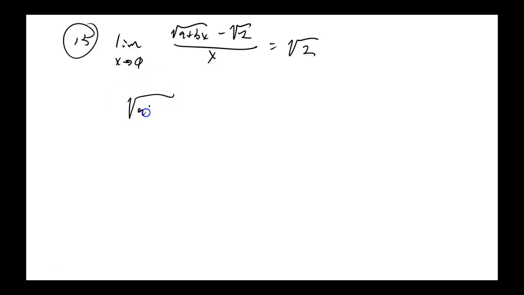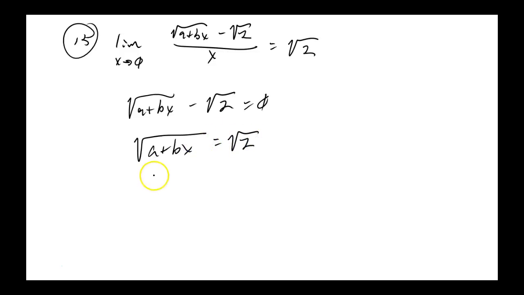The square root of a plus bx minus the square root of 2 needs to be 0 for it to be an indeterminate form, right? Right. Okay, so that means the square root of a plus bx equals root 2. Square both sides, a plus bx is equal to 2. Now, 2 minus a over b equals x.